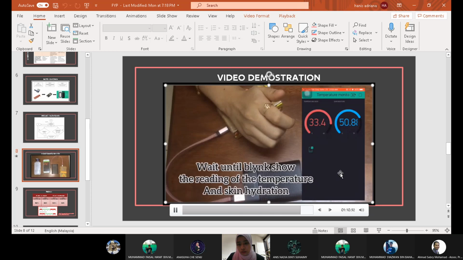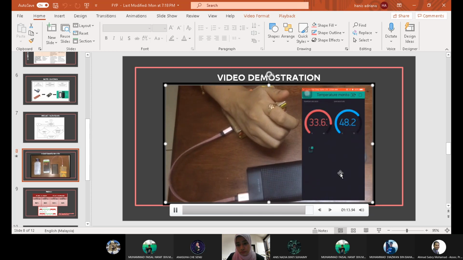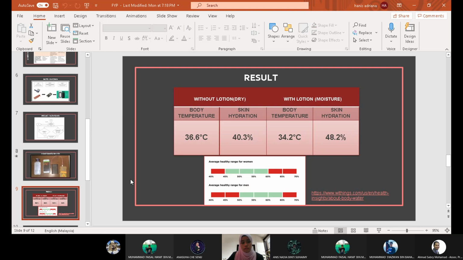So this is the reading. From the result of the video, you can see that the body temperature for the dry situation, which is without lotion, is 36.6 degrees Celsius, and the skin hydration is 40.3%, which means the body temperature for the dry situation is higher than after applying lotion, as for the moisture situation.